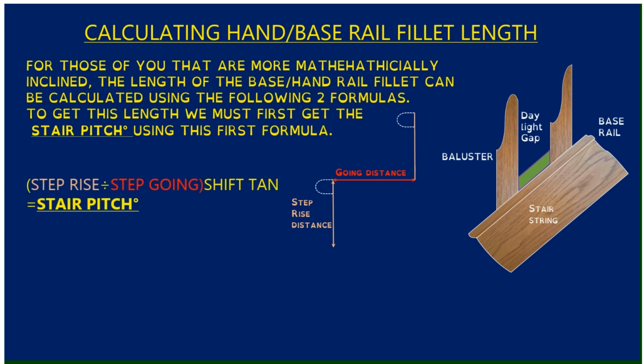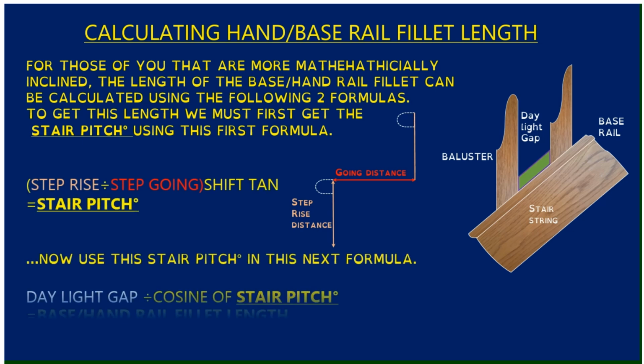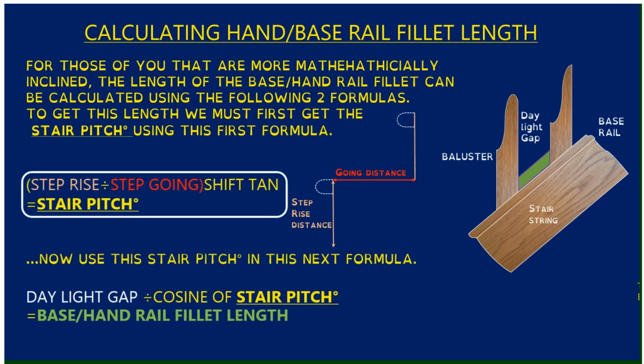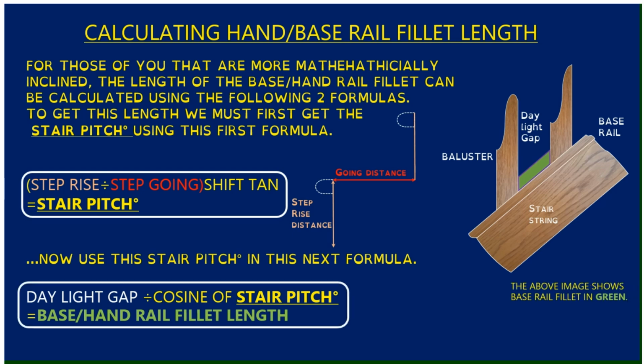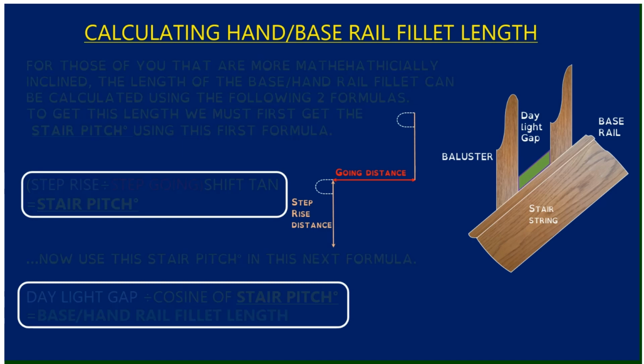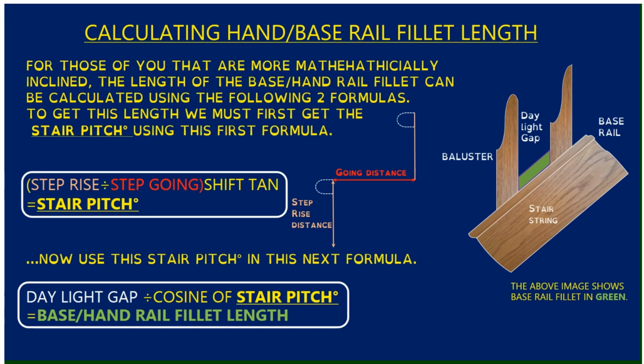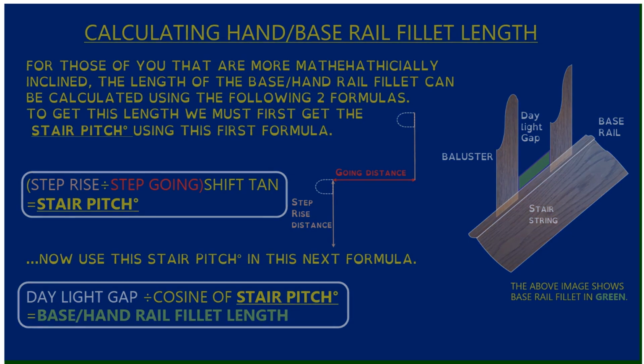So take the rise of your step divided by the going of the step, hit equals to get the answer, and then hit the shift button on your scientific calculator, and that will get you the pitch of the stairs. Once you have the pitch of the stairs, then you use the daylight gap divided by the cosine of the stair pitch, and that gives you the fillet length between the spindles. So I hope that's of use. All right.